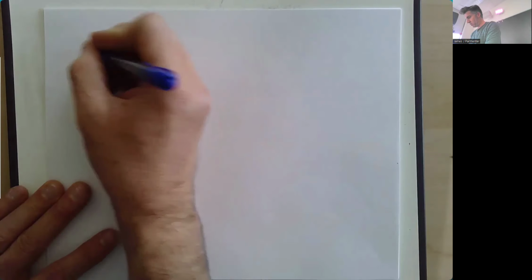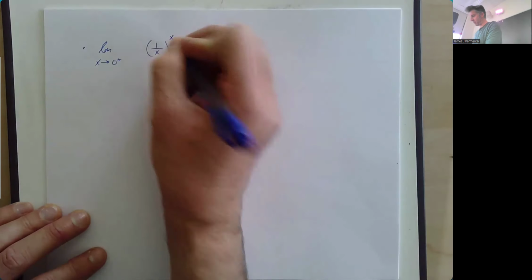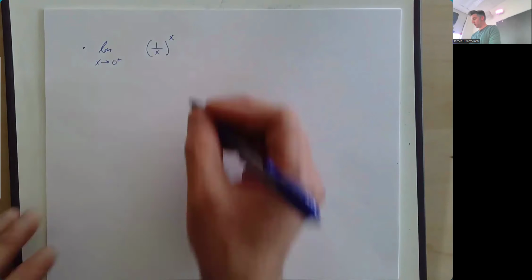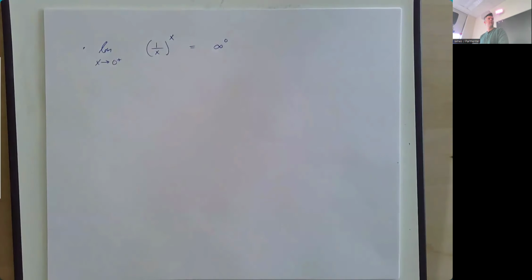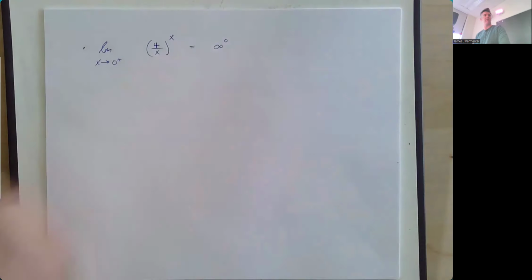So let's look at something a little bit more normal, like the limit as x approaches 0 from the right of 1 over x to the x. And this is certainly an infinity to the 0th power type. And I'm pretty sure the answer is going to end up being 1. Let's try and make it a little bit different. Let's see if we can make the answer not be 1 by making that a 4 over x instead of a 1 over x. I really don't think it's going to make a difference, but let's find out.